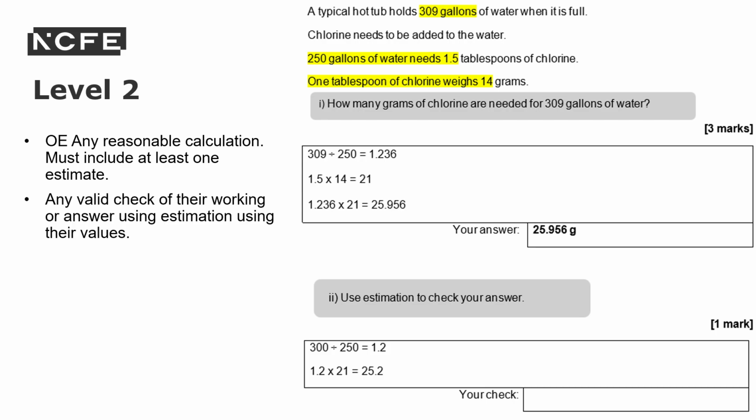Similarly, the mark scheme for the practice estimation check question says any valid check of their working or answer using estimation using their values. And again, that's something else that's reassuring for you. If the answer to the first part was incorrect, but you did a check and you used estimation to check the incorrect answer, you can still get the mark.